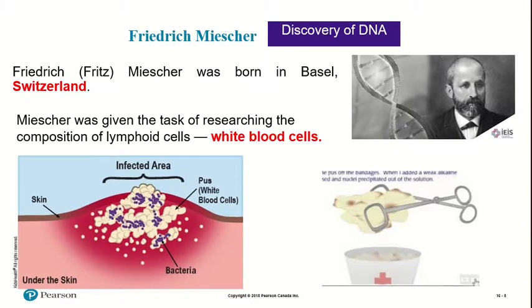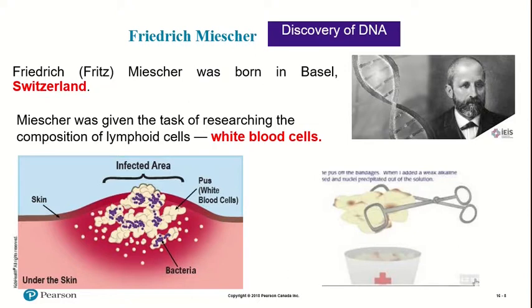He had a task. The task was to study white blood cells, and this is why in this diagram you can see that there is an infection. White blood cells are in charge of protecting the body against diseases. So here you have a bacteria, and when you have a bacteria, white blood cells go to try to protect the body, and in those sections of the body, you find pus.